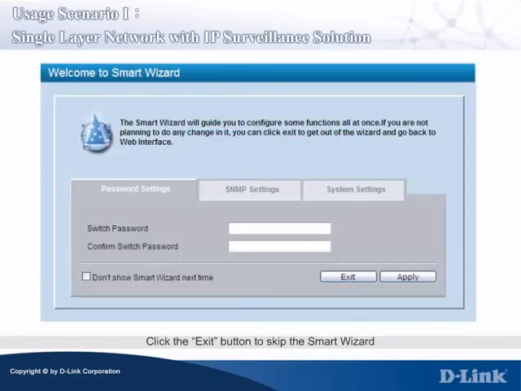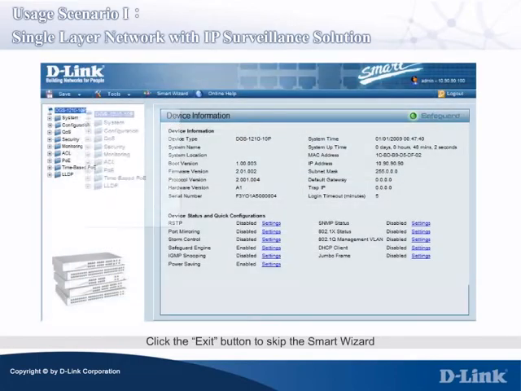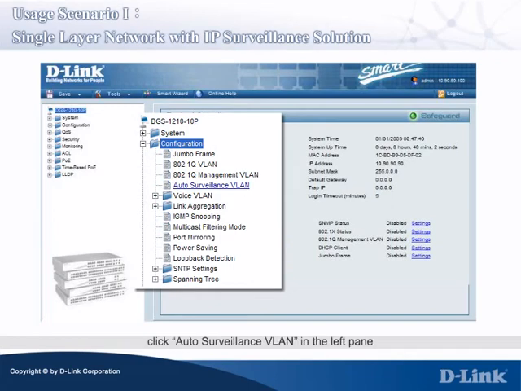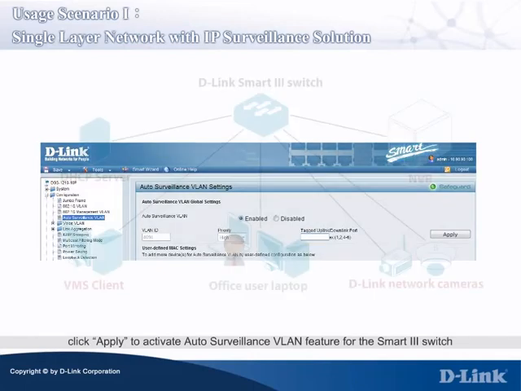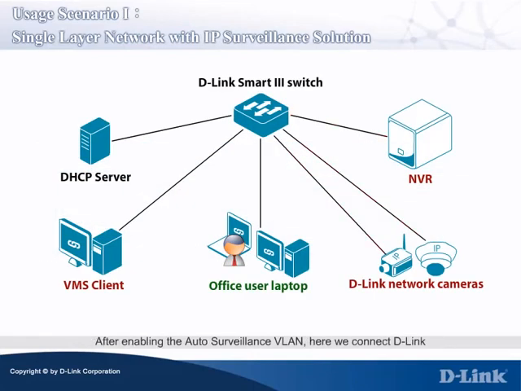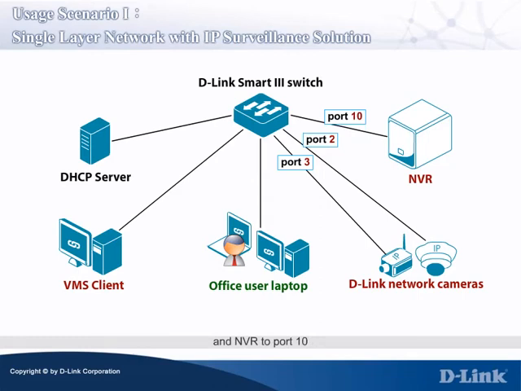Click the Exit button to skip the Smart Wizard. Click Configuration and click Auto Surveillance VLAN in the left pane. In the right pane, click Enabled and click Apply to activate the Auto Surveillance VLAN feature for the Smart 3 switch. After enabling the Auto Surveillance VLAN, here we connect D-Link network cameras to port 2 and port 3 of the Smart 3 switch and NVR to port 10.